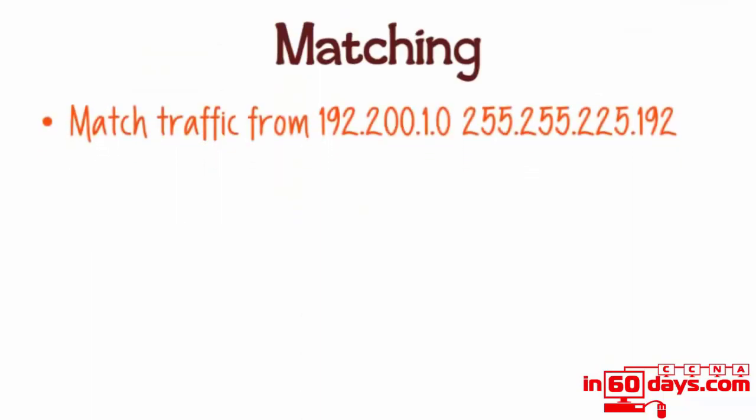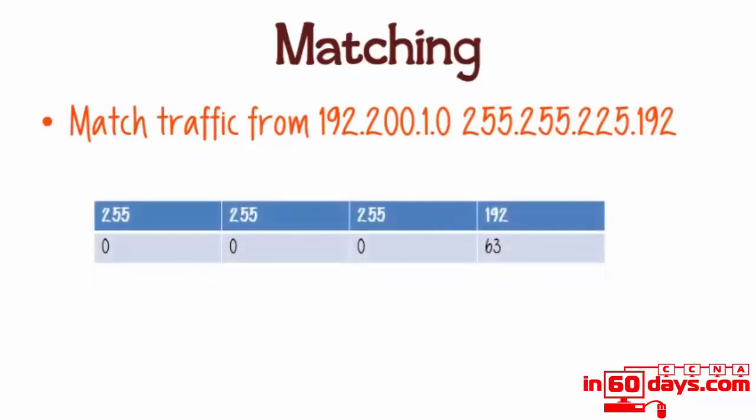Another straightforward example: 192.200.1.0 with a /26 mask. You write out the subnet mask and then the wildcard mask underneath, so you can get to 255, and there's the access list that would match all traffic from that subnet.